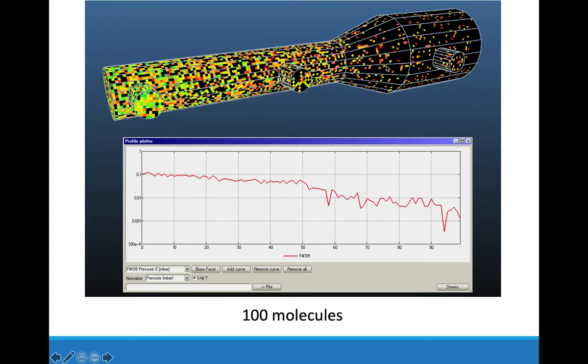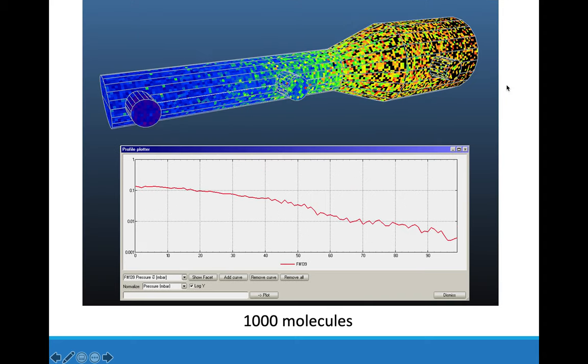Some post-processing tools allow you to see a color map of your pressure and also a profile, which is like the pressure along a direction. Now, here you can see that after having simulated 100 molecules, we've got a few hits, but obviously we get a lot of statistical noise.